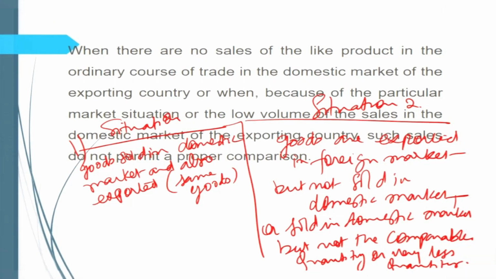In the first situation, where the like goods are also sold in the domestic market and then also exported, the formula is simple. We try to find out the difference between the export price and the domestic market price.